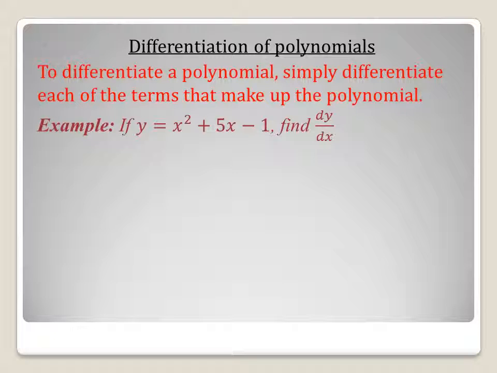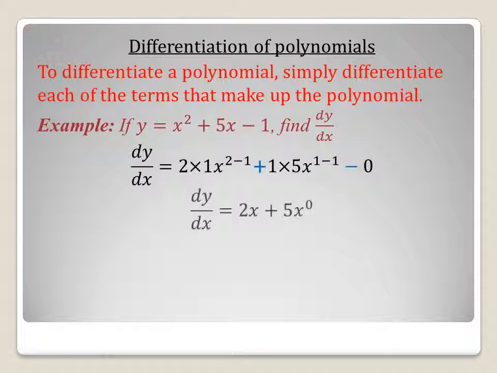And it becomes 2 times 1x raised to the power of 2 minus 1, plus 1 times 5x raised to the power of 1 minus 1, minus 0. dy/dx is now equal to 2x plus 5x raised to the power of 0. And it gives 2x plus 5.